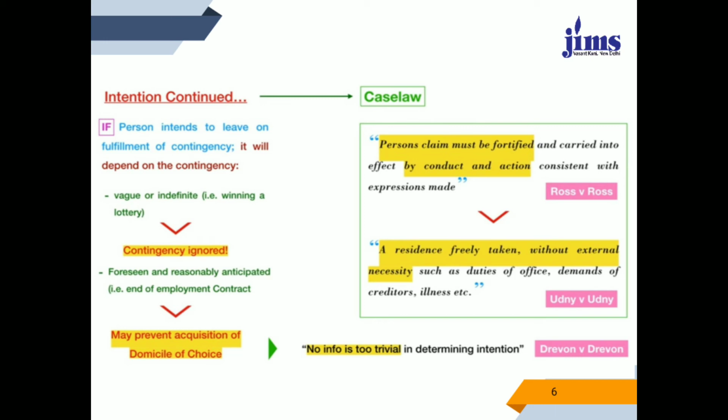In the third case, Devon versus Devon, every conduct of a person matters in determining if the intention is prevalent. It means that if someone has an intention to stay in a particular place for an unlimited period of time, then he gets the domicile of that place. Otherwise, he has to prove his intention to get such domicile.